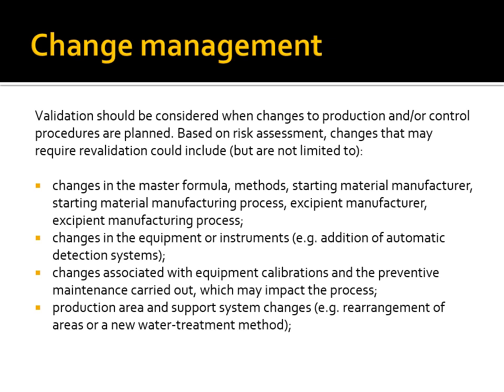Validation should be considered when changes to production and/or control procedures are planned. Based on risk assessment, changes that may require revalidation could include, but are not limited to, changes in the master formula, methods, starting material manufacturer, starting material manufacturing process, excipient manufacturer, excipient manufacturing process. Changes in the equipment or instruments, for example addition of automatic detection systems.